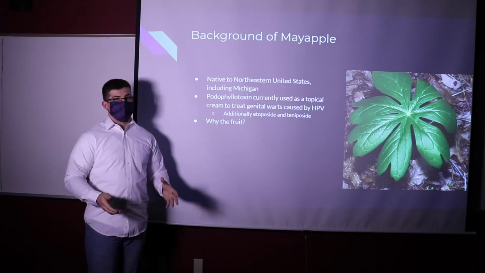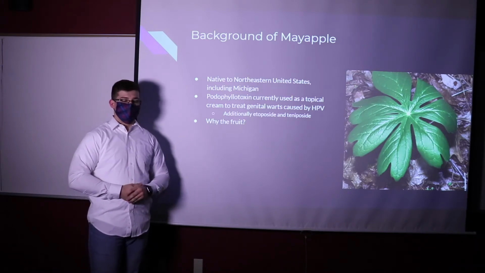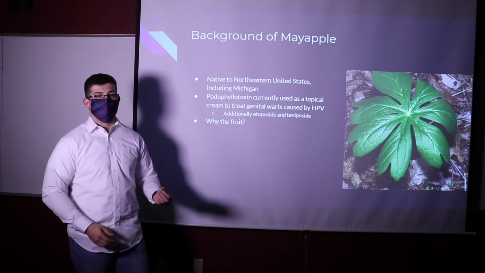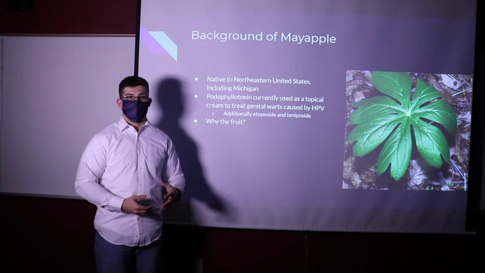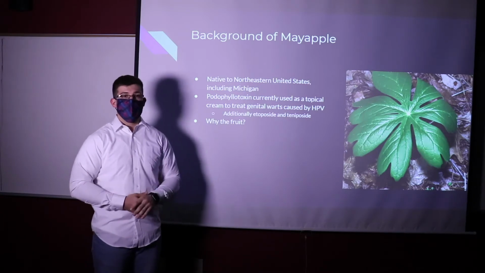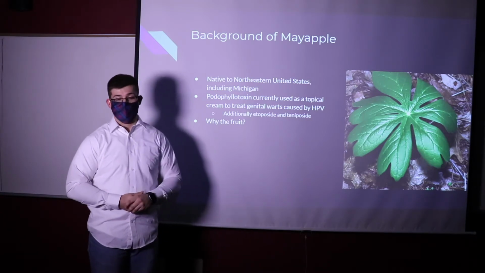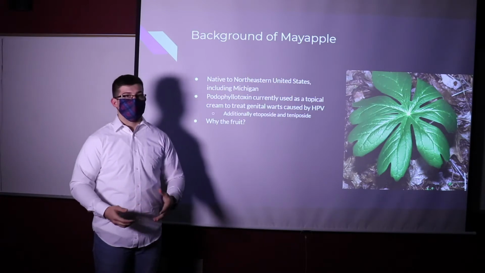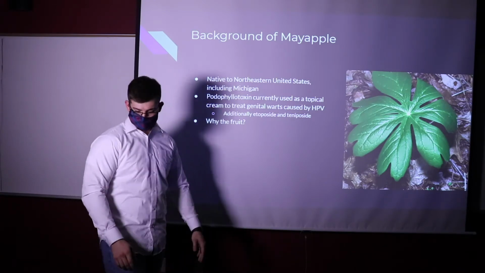But we're actually not looking at the podophyllum itself. So as I mentioned, the unripened fruit is contaminated with the podophyllum. However, when the fruit ripens, it becomes a bright yellow color and no longer contains this podophyllum. And that's one of the main reasons Parker and I decided to investigate this fruit further.